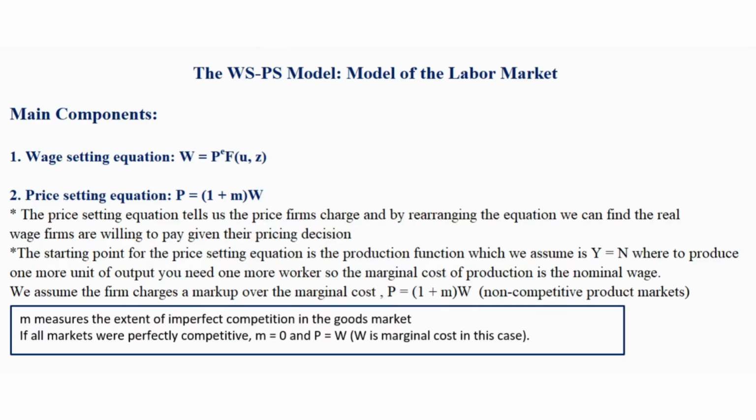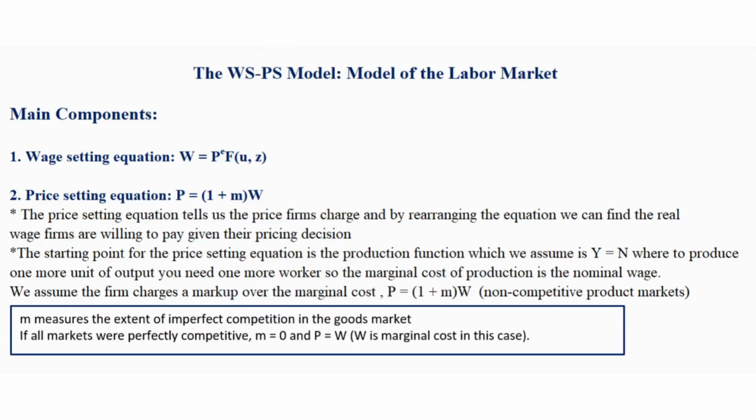So now what we do is we assume that firms charge a markup over the marginal cost. So the price that they set is given as a markup over the marginal cost. So P is equal to (1 plus μ) W. So say if your marginal cost, i.e. the nominal wage, was $100 and your markup is 10%, the price that you will charge is going to be 110. So you're going to charge a price 10% above that.